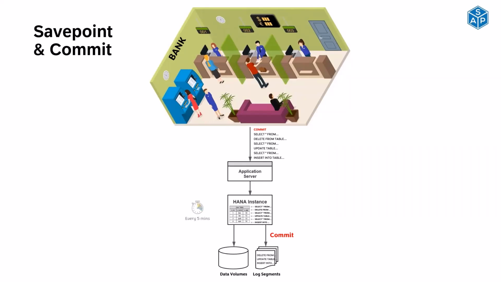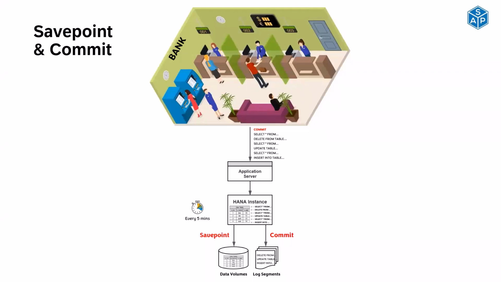Now what happens? There is a regular interval every 5 minutes. After every 5 minutes, the database will copy all the change information from its memory into the data volumes in the hard disk. This occurs every 5 minutes. It is the default for the HANA database. What is it called? It is called a save point.